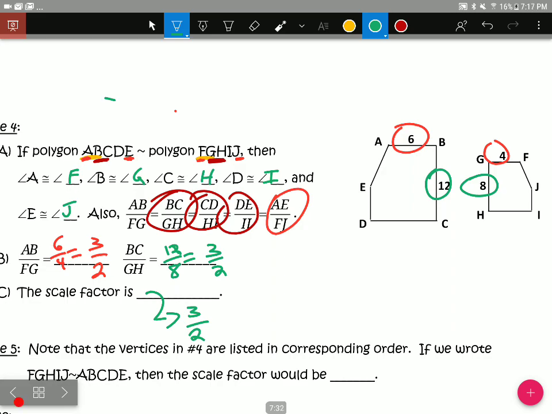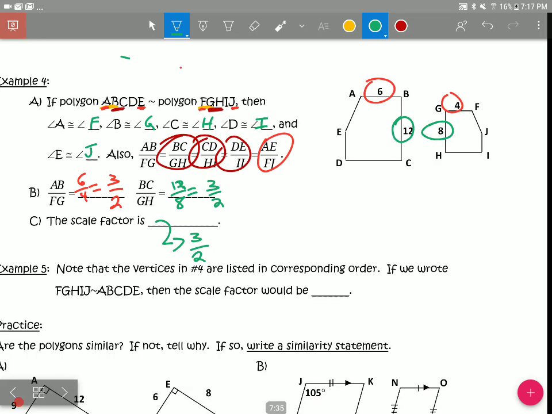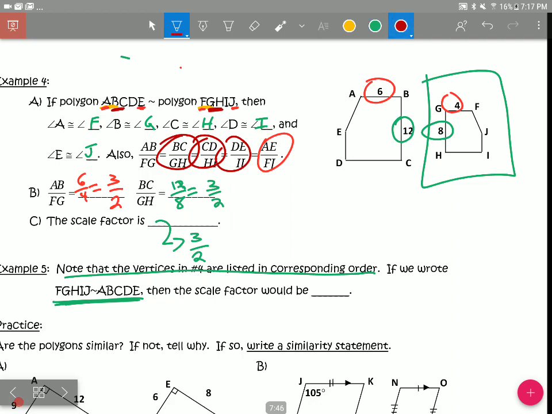Okay? And again, the next one says, note that the vertices are listed in corresponding order. If we wrote this instead, say if we put this one first, the scale factor would actually be flipped. It would be the reciprocal. It would be 2/3 instead, because that's what you have to multiply. Did I do that backwards? FG. Yeah, so that's what you have to multiply one by to get to the other.